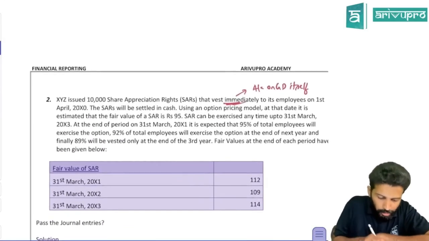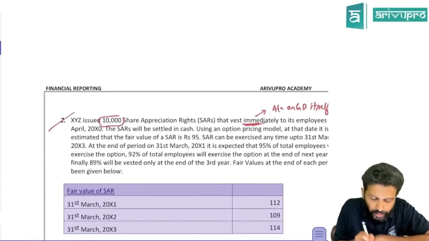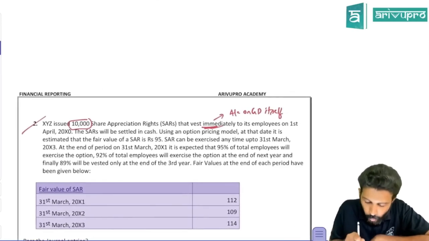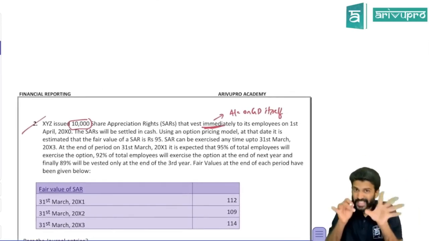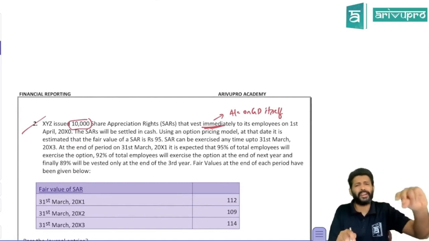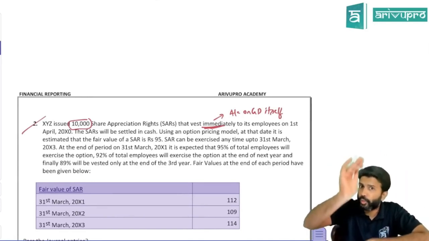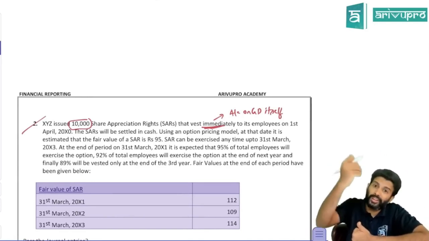Yeah, here. Question number 2. Let's go for this. A company has issued 10,000 SAR, share appreciation rights, that vest immediately. Okay, this word is important. Vesting immediately. So that means there is no waiting period. It will vest immediately. So that means you have to do the accounting on the grant date itself.